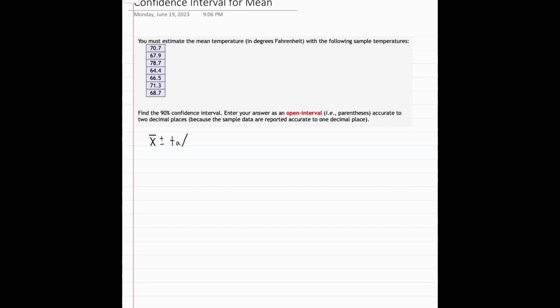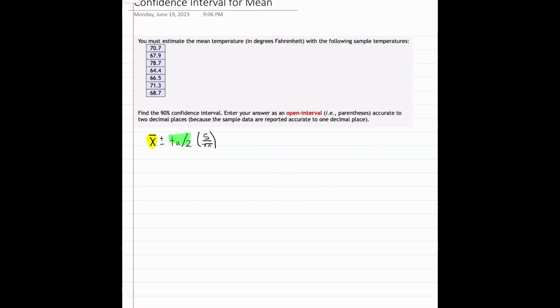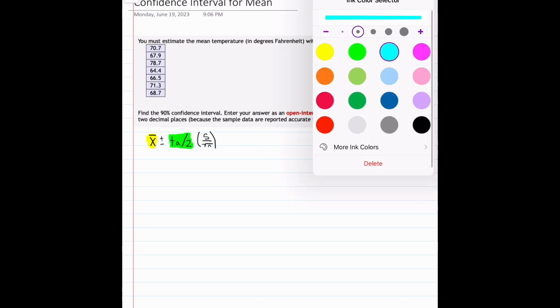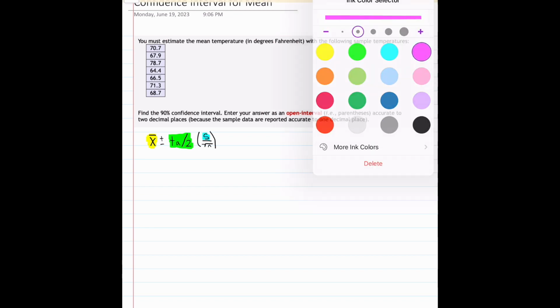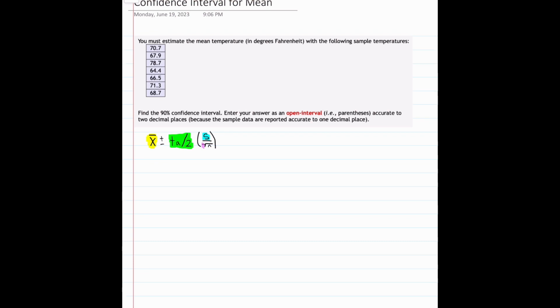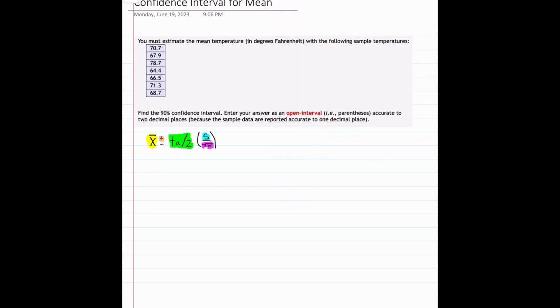So right here is going to be our formula. It is going to be x bar plus or minus t of alpha over 2 times the standard deviation over the square root of n. The x bar is going to be our mean or our average. And we're going to highlight everything, just to make it a little bit easier going through it. That way you know where everything is and where it's coming from.